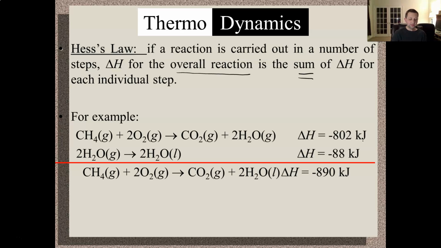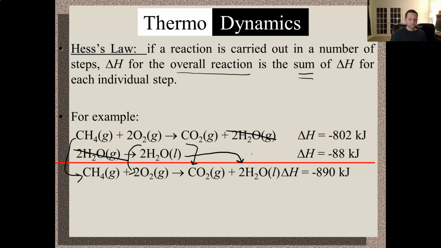If you look at what cancels out here, we want to be careful. We have 2H2O gas here. That's a product of one reaction. It's a reactant in another one. So those cancel out. What do you have left? You have CH4. Let's bring it down here. We have 2O2. Bring that down. We have CO2 on the product side. Bring that down. And we have a product here.